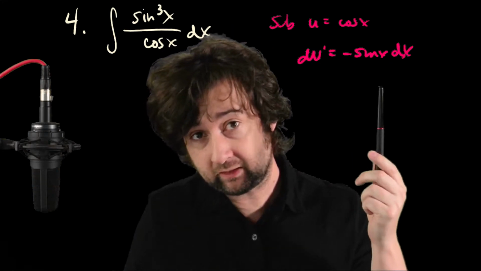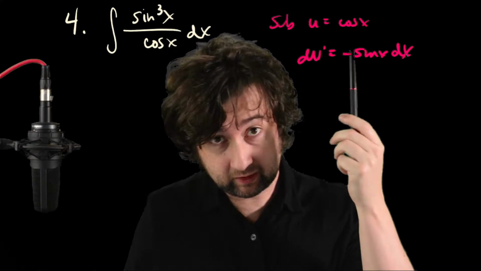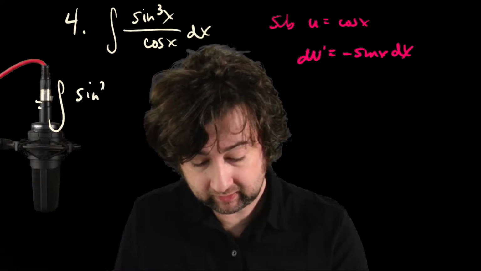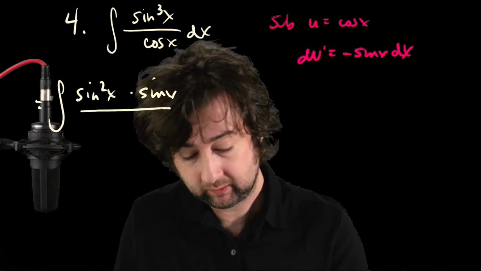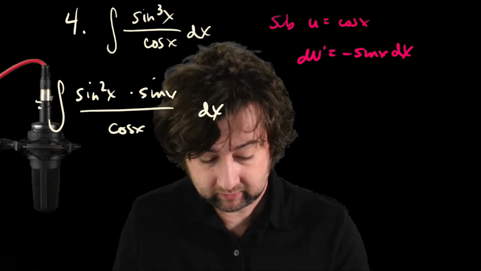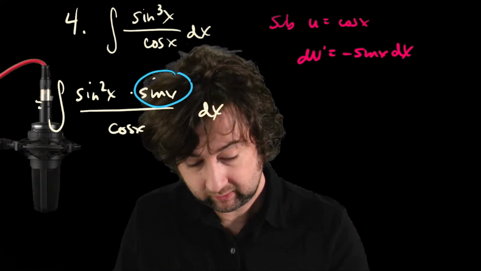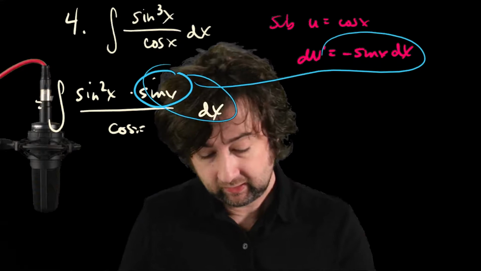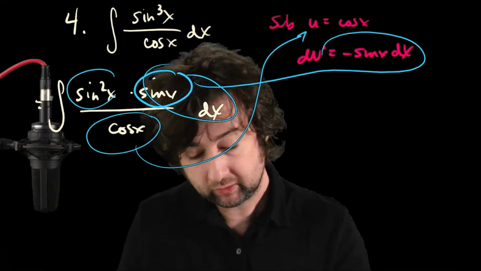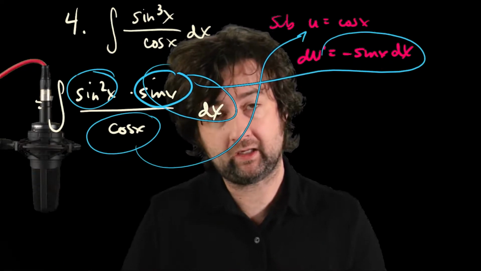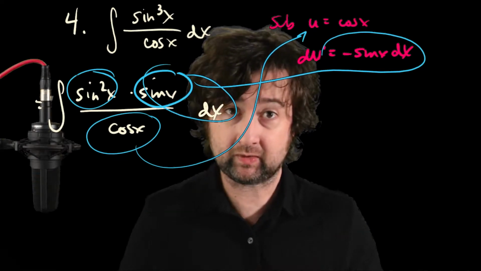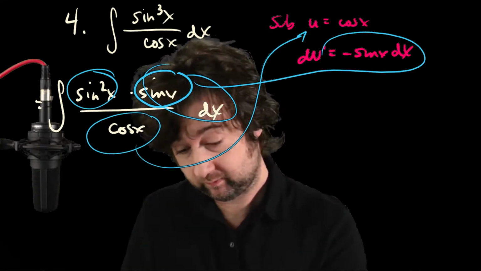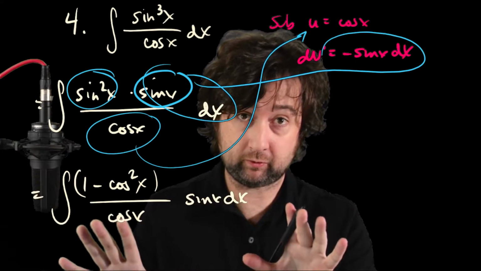The fact that I know that I need to have a sine x to be the du for this particular substitution motivates writing the integral this way. Maybe what I could do is write sine squared times the sine of x over the cosine of x dx. This sine x dx right here looks almost like a du, and this piece right here is a u. So how can I undo that and make it fit with this substitution? And the answer is, I can use a trig identity to turn this sine squared into cosine squared. And now I'm completely set up to make this substitution go.